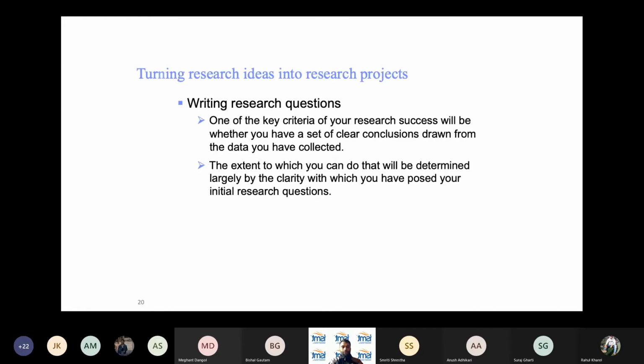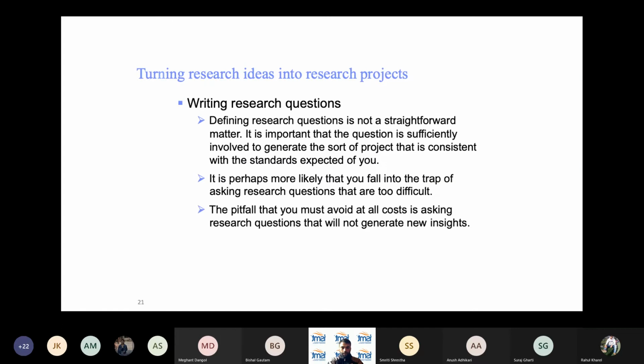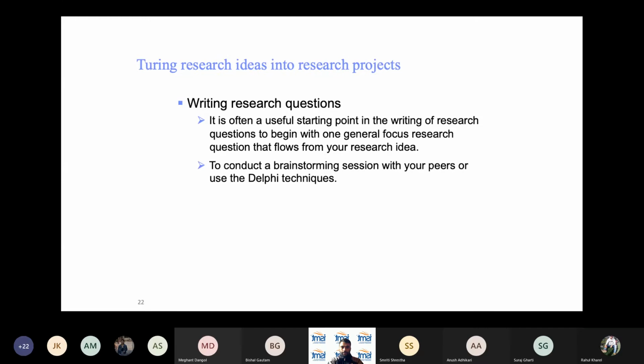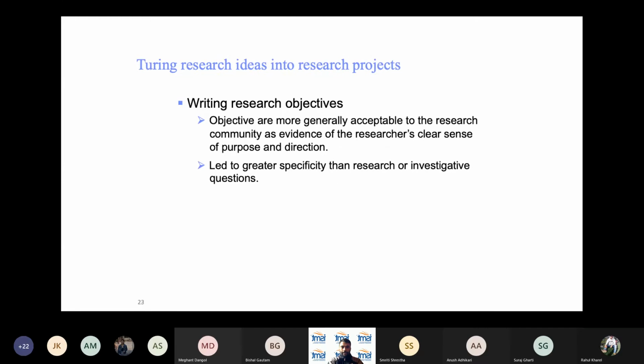So, turning a research idea into a research project, writing the research question. Okay, one of the key criteria. This part we have already studied in the study classes. Okay, so writing the research question. Anything on that part?